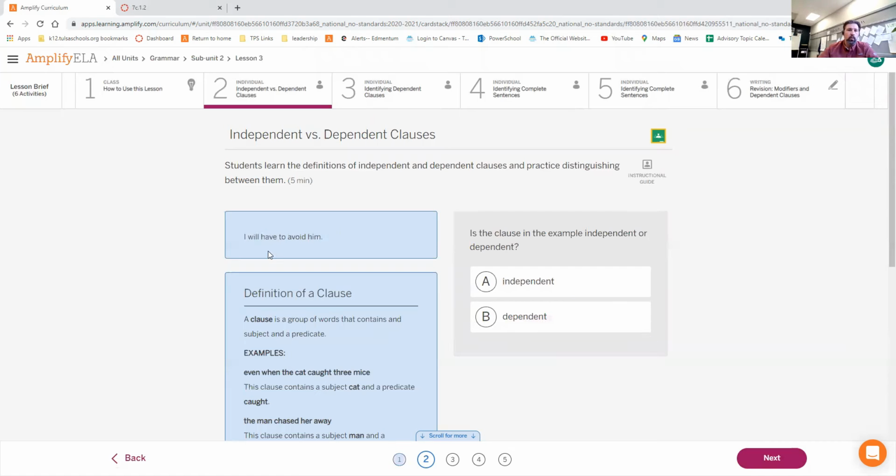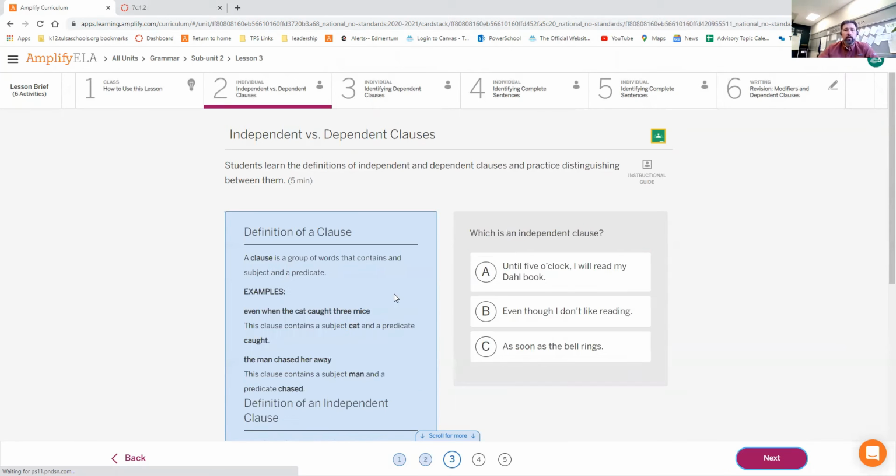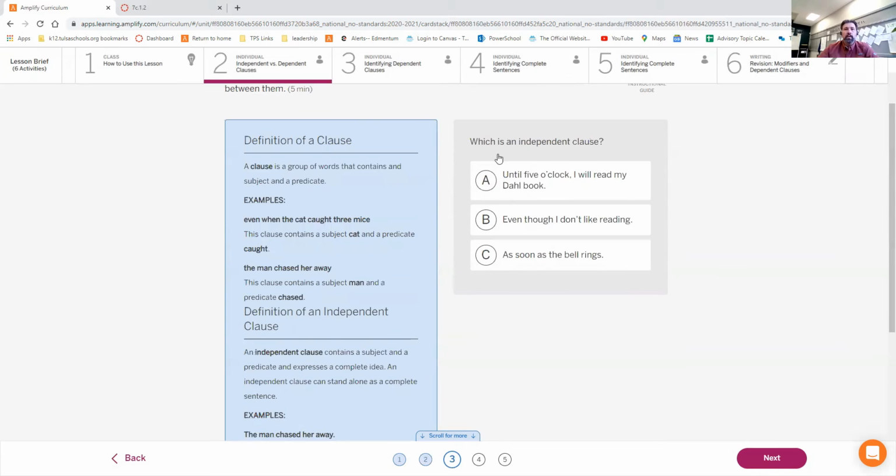B. Second one, I will have to avoid him. I will have to avoid. That's a complete sentence. It doesn't tie it to anything else. It is independent. The third one here, which is an independent clause. You've got 3 choices. Until 5 o'clock, I will read my doll book. That is a full sentence.